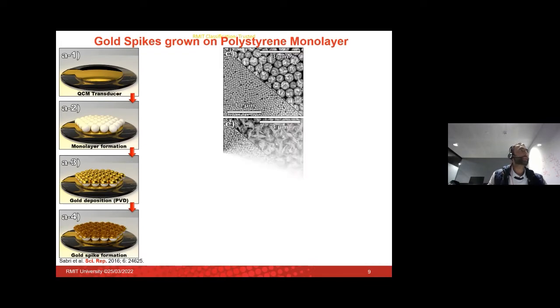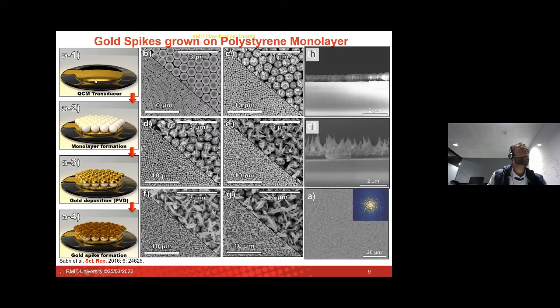How do we do that? Again, we do the same process. We take our QCM, we put our polystyrene colloids on it, we deposit gold, but this time one extra step: we electrodeposit those structures that I showed you, the nanospikes, onto these colloids, and what we get is this nano-urchin type structure. If you see on the right, what we have is the polystyrene and then the gold and the spikes deposited on top of it.